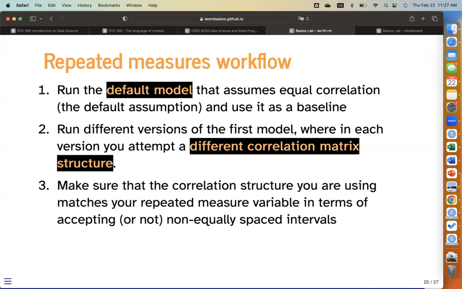We always want to make sure that we try different correlation structures that are compatible with that type of data. So for example, if you do not have equally spaced intervals in time, you're going to be limited in which of the time ones you can use. So we need to keep track of that.